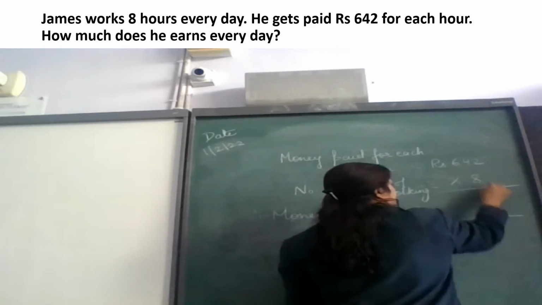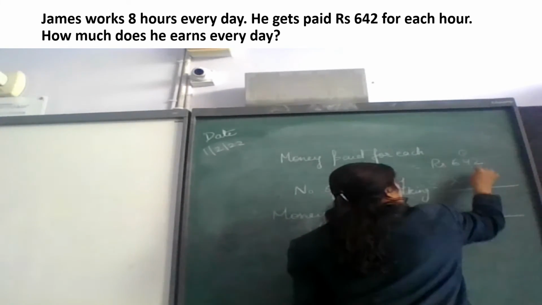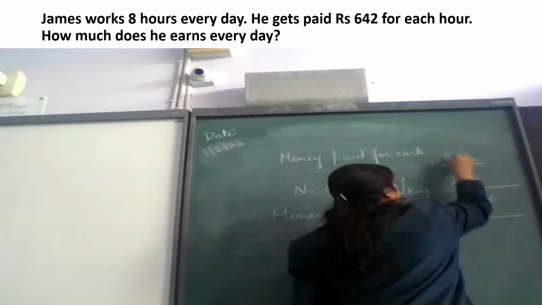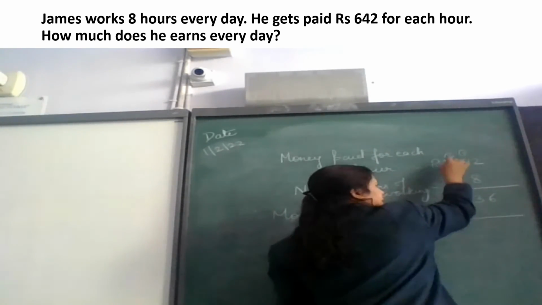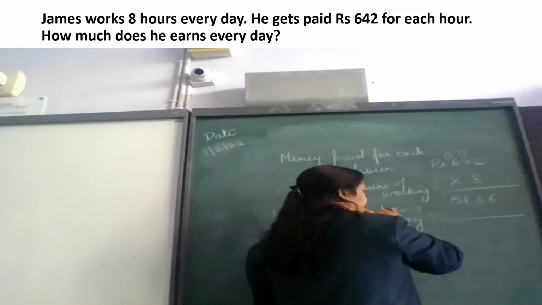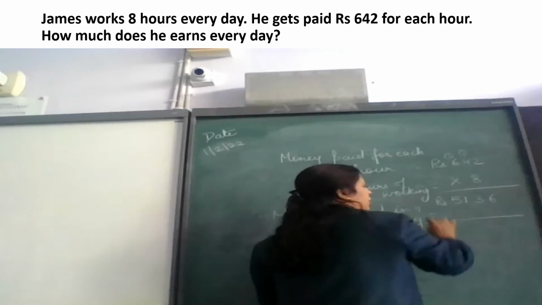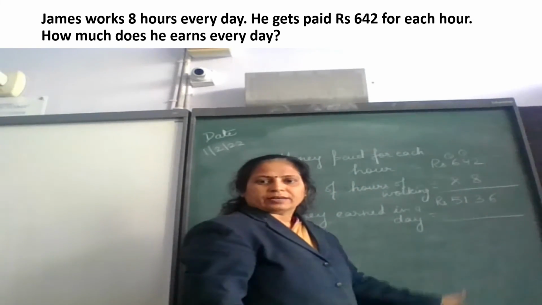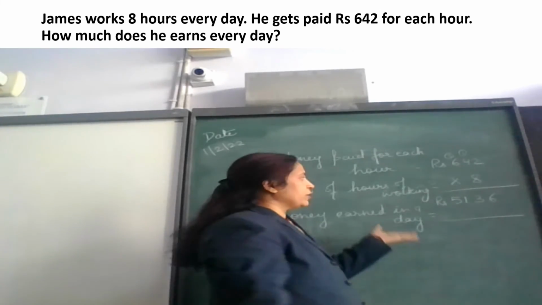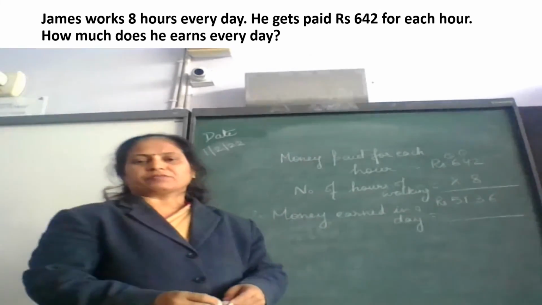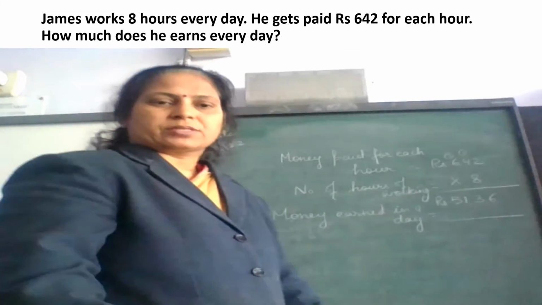8 twos are 16, 1 carry. 8 threes are 24... 8 fours are 32 plus 1, 33. 8 sixes are 48 plus 3, 51. So she is earning 5,136 per day. And if it is asked for the month, again you multiply with 30. So you will get it. In this way, children, we have to solve the word problems.